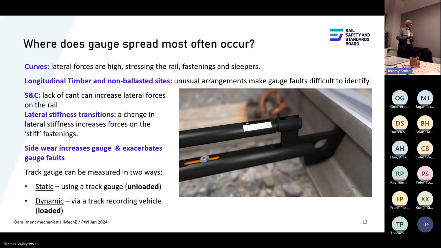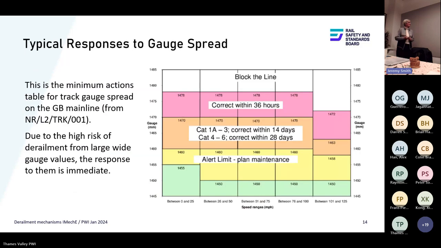Switch and crossing, you can get all sorts of odd lateral forces in switches and crossings which don't help. Running on and off bridges where it goes from a stiff support to a soft support, that's also difficult to manage. Any of these locations are challenging. So dynamic loaded track gauge is the key to understanding this. These are the typical responses from the Network Rail standard.